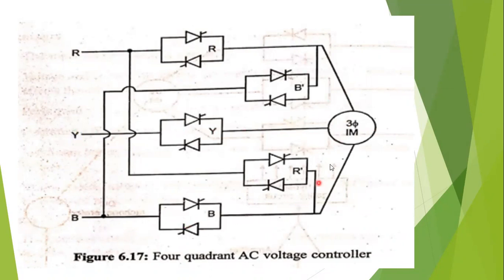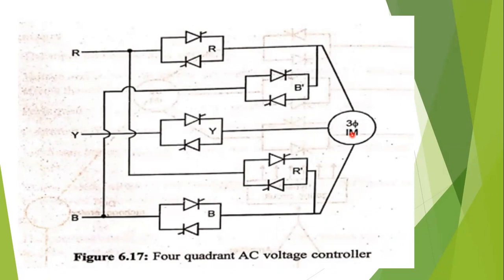Like this, this voltage can be controlled by using the R phase, Y phase, B phase full wave AC voltage controller. Okay, R pair of thyristors, Y pair of thyristors, B pair of thyristors. By using these three pairs of thyristors, we control the voltage and control the three-phase induction motor. Okay, and then how to change the rotation of the three-phase induction motor? By changing the phase sequence. Am I right or not? By changing the phase sequence.